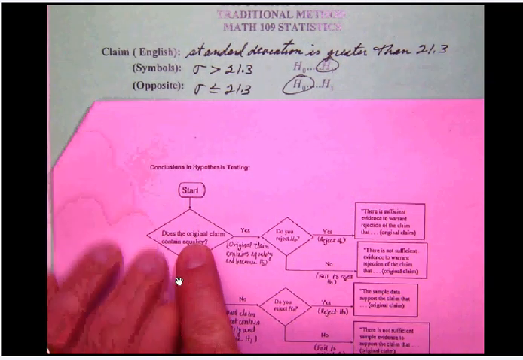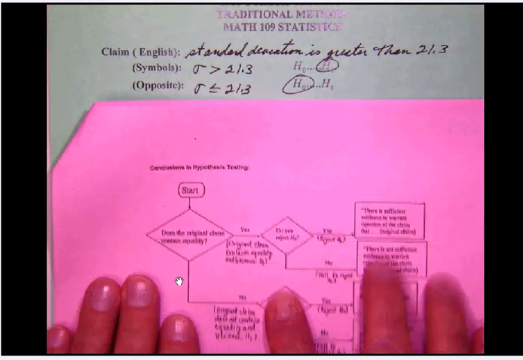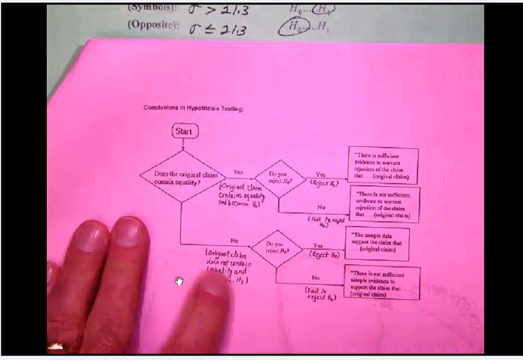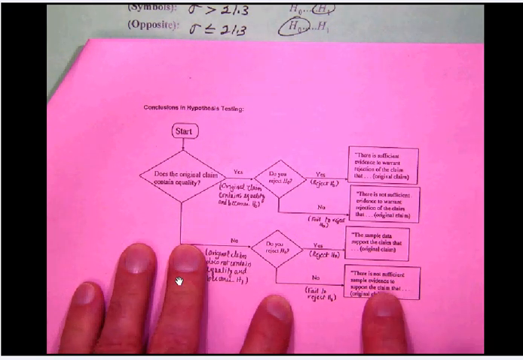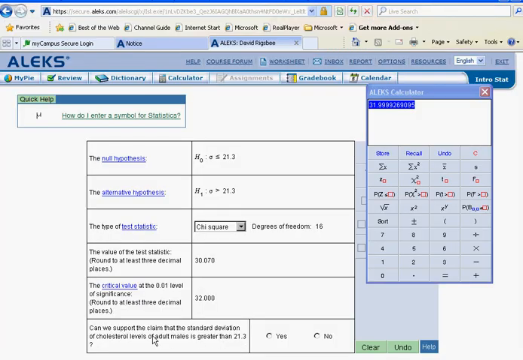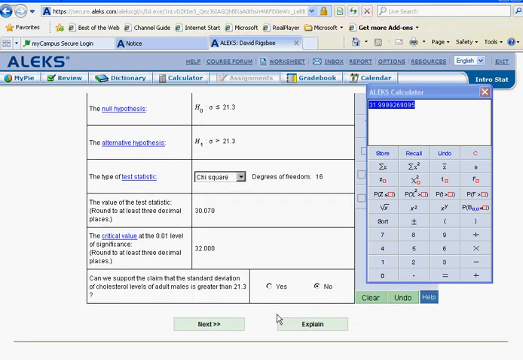In the no branch of the chart, did we reject? And actually, no, we were close, but we did not reject. So there is not sufficient sample evidence to support the claim. Let's go back to ALEKS now and see the final question. Can we support the claim? And we say no, there was not enough evidence to support the claim. Let's go ahead and check the problem. And we are good to go.